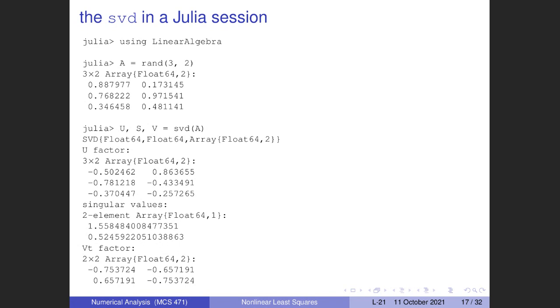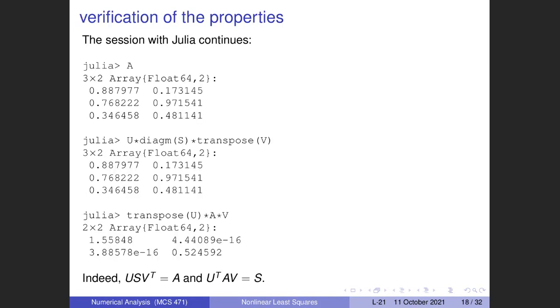It's actually interesting to see that what I said in the previous slide is already a little bit confusing, because the U is now a 3x2 factor and not a 3x3. This has to do with the way the singular value decomposition is actually computed. But let's not confuse ourselves too much. Let's see if we can still verify the essential properties of the singular value decomposition in Julia.